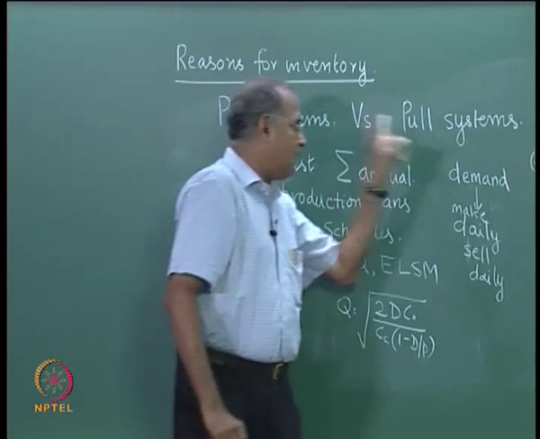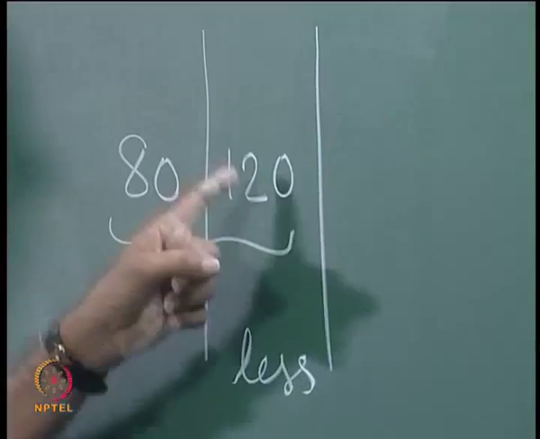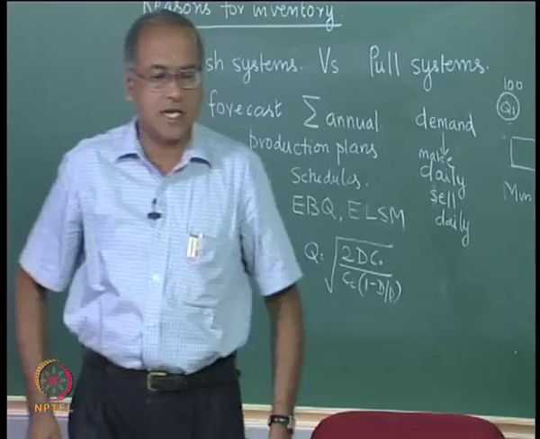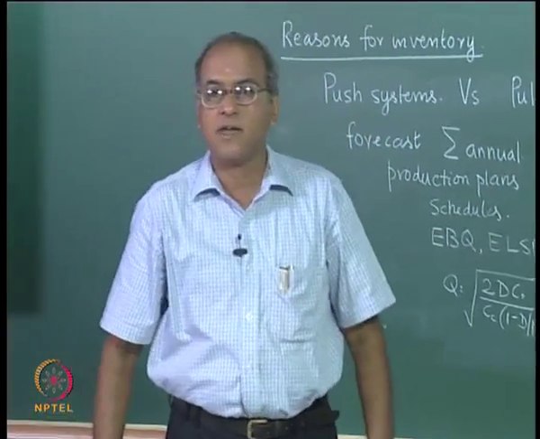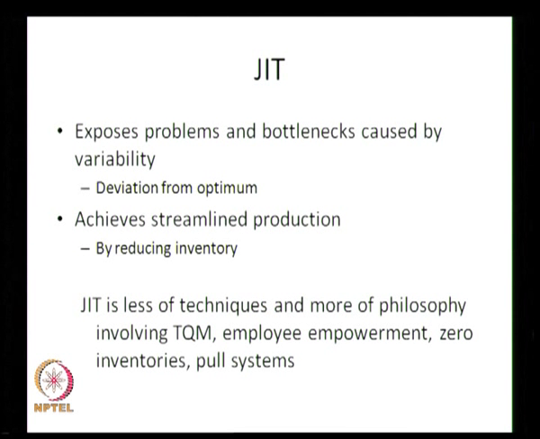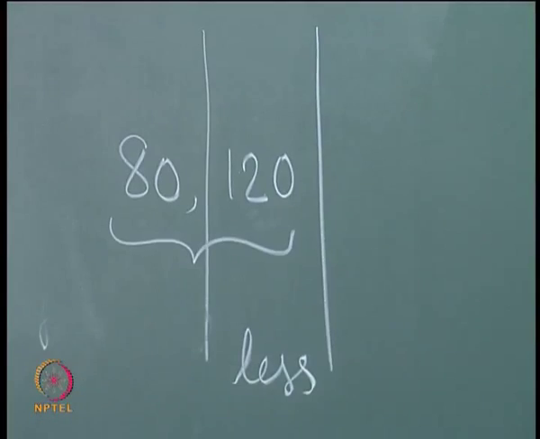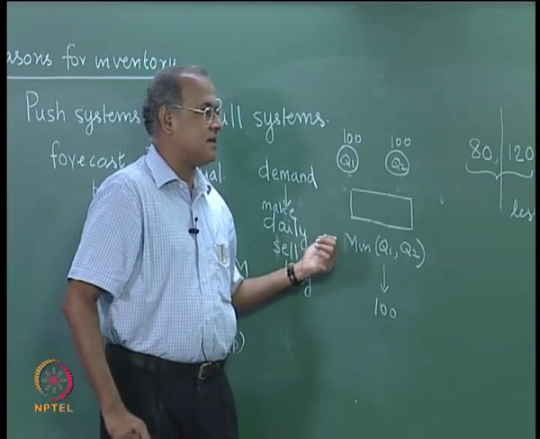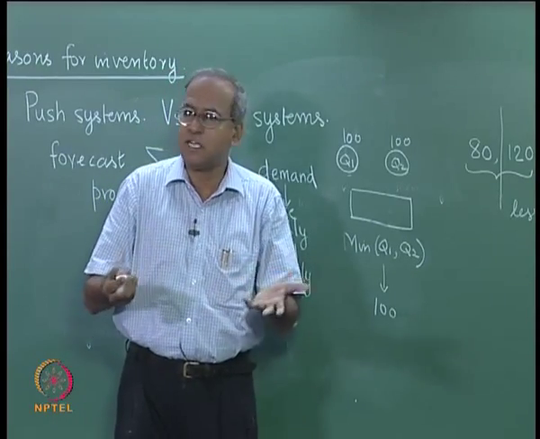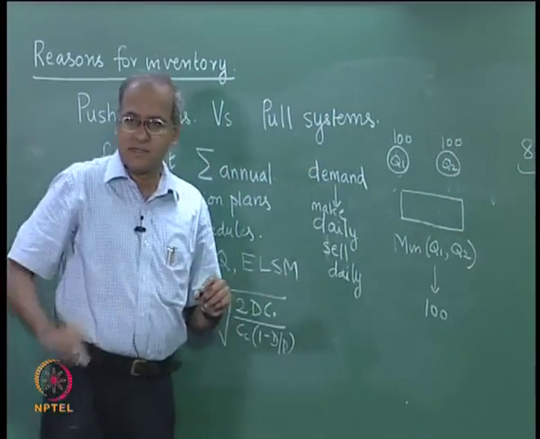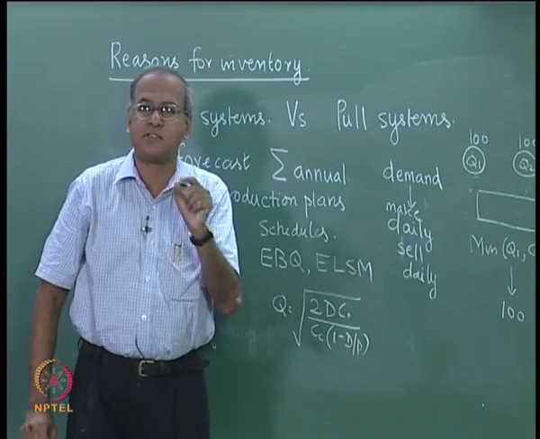Now, if I want to implement this, then I have to have less variation in these, which is explained by the first bullet, exposes problems caused by variability. So, when there is variability, pull systems suffer. Pull systems require that the variation is less. The ideal situation is all daily demands are the same and equal to the capacity, but that is something which we cannot achieve. So, in situations where the variation is slightly less, these kind of streamlined production systems work very well.